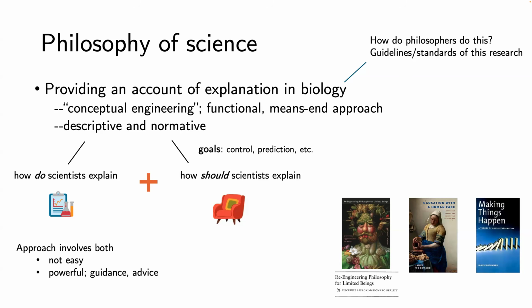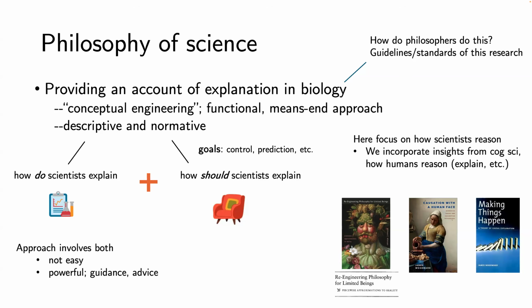Just a side note, philosophers here are also paying attention to research in cognitive science, where cognitive scientists study how humans causally reason about the world and how humans give explanations in everyday life. And we're also informed by those types of projects because scientists are humans, and there's a lot of similarity between how scientists causally reason and how we do in everyday life. And so there are lots of connections here between scientific spaces. So this was a little bit of background on the philosophical approach.